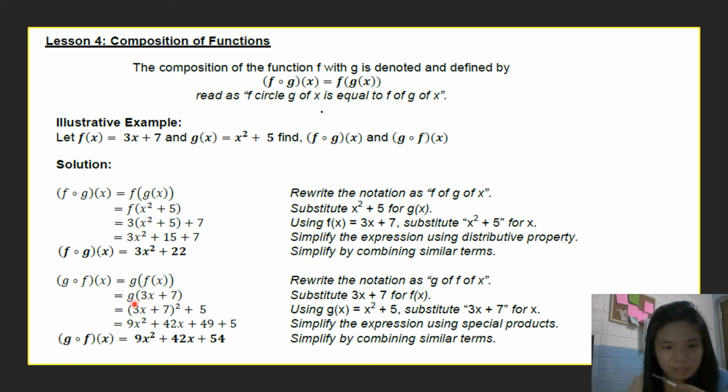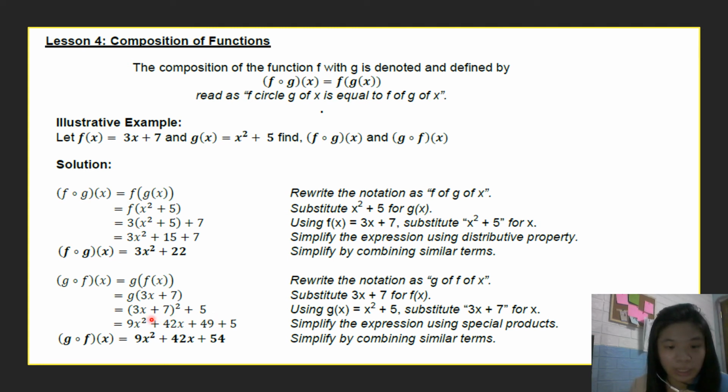And then, yun nga, gaya nga ng kanina, evaluating functions, we substitute. We find the g of x, which is x squared plus 5, right? And we substitute the value of x in the g of x by 3x plus 7. So, we have 3x plus 7 squared, kasi x squared to, 3x plus 7 squared plus 5. So, we simplify na nun.